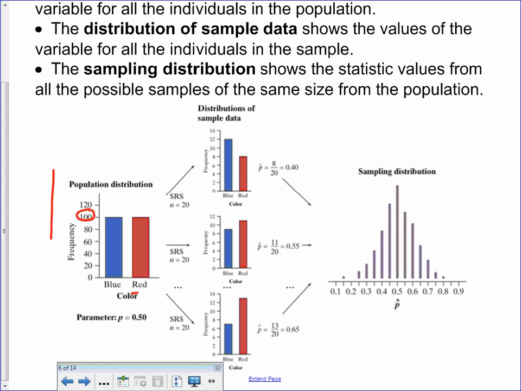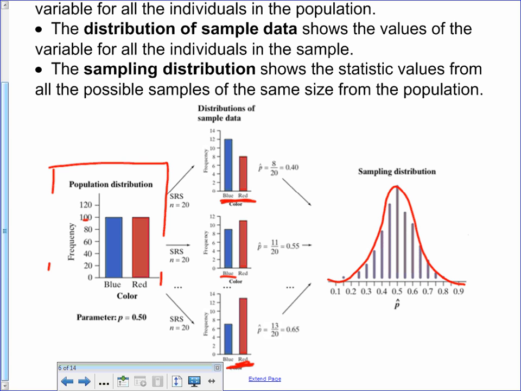So we have our population. In our population, we know the true parameter is 0.5. But if we draw a sample of 20, by random chance, we're not always going to get exactly half blue and half red. Sometimes we'll get more blue than red. Sometimes we'll get more red than blue. But if we did it over and over again, and you did a dot plot of it, you'd end up with a shape like this. And this should look vaguely familiar.